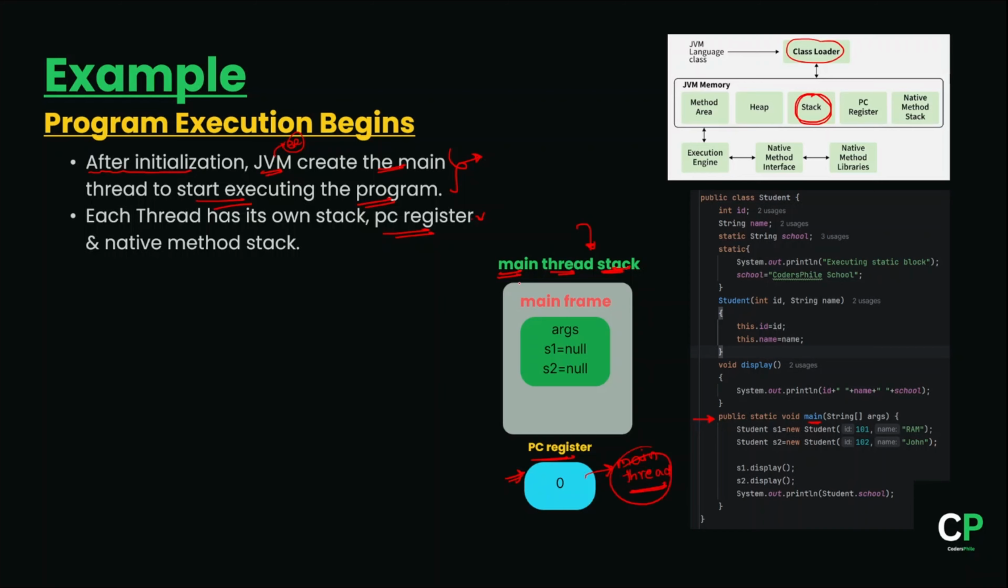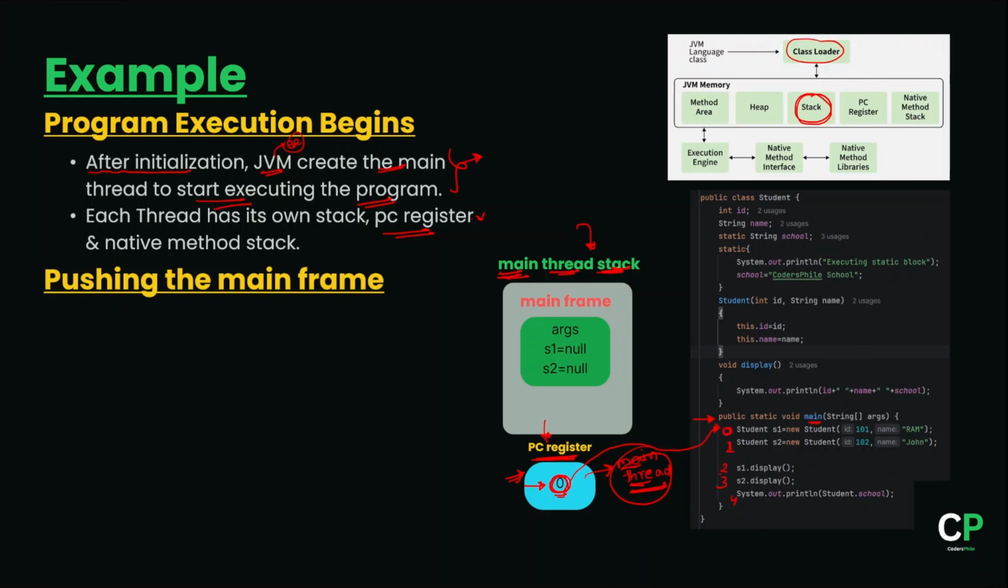So till now the main thread stack is created and the program counter register for the main thread is created, and currently it will store the address of the current executing instruction. Suppose this is the address of this instruction. Suppose the main thread starts its execution from here, so that's why it will store the address 0 in it.